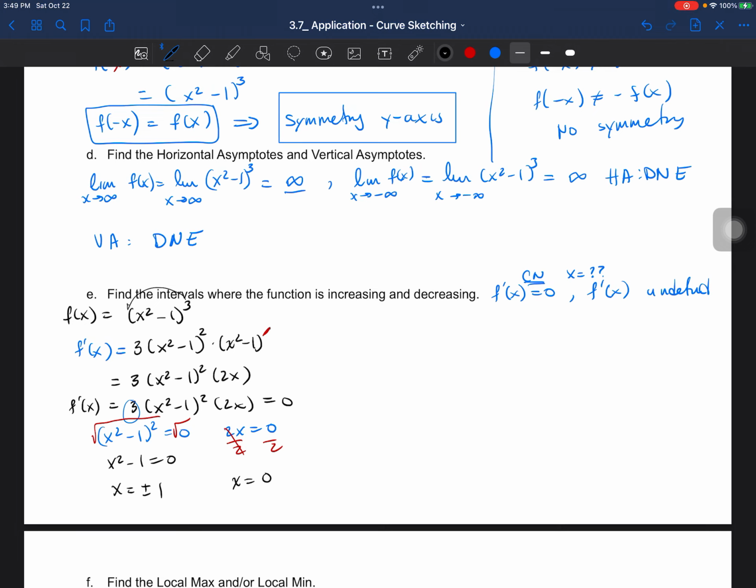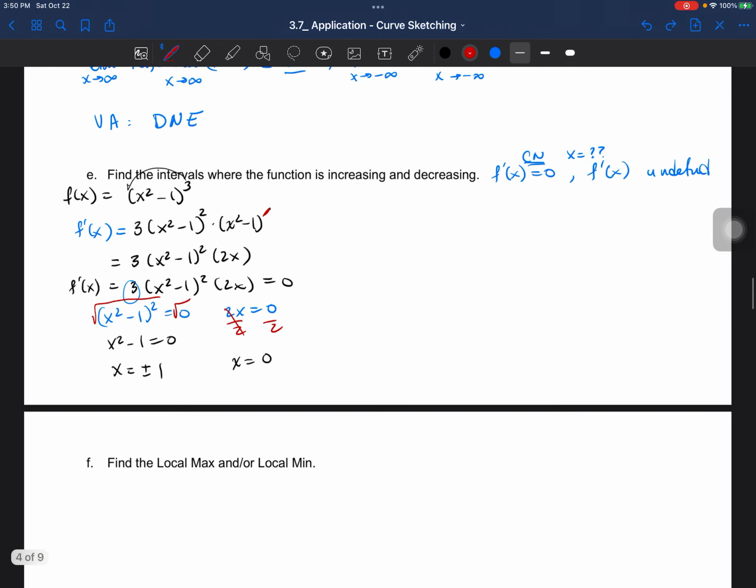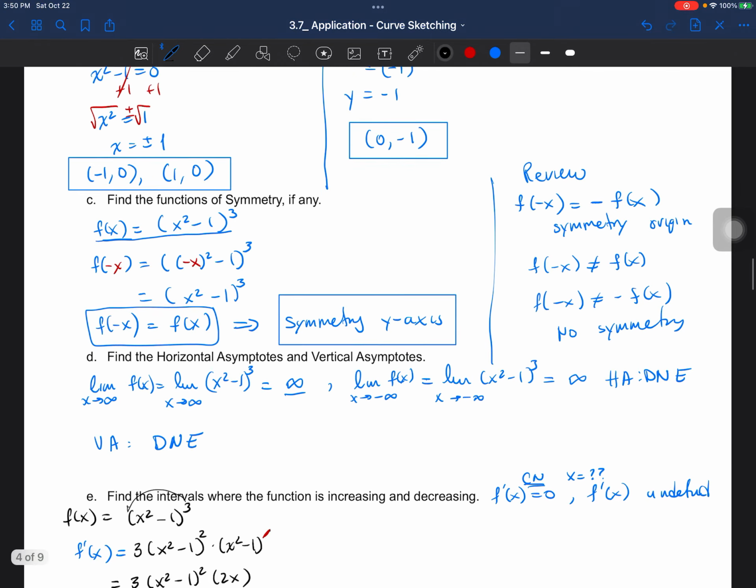And this gives us x equals 0. So these are the possible points. These are possible critical numbers. Remember that in this case, because the derivative happens to be a polynomial as well, it's never going to be undefined, so you won't be able to find any x value that makes that undefined.